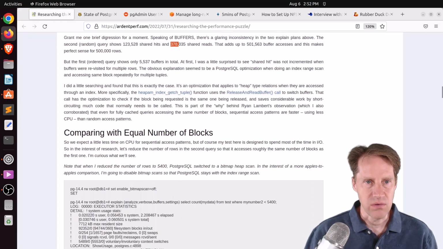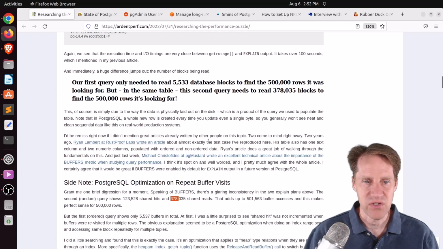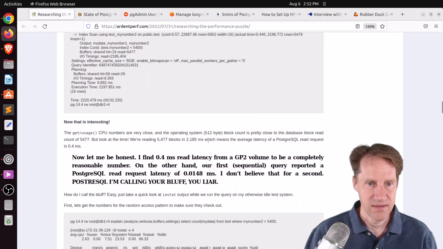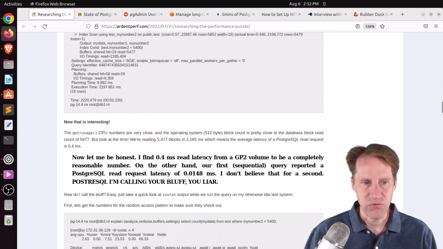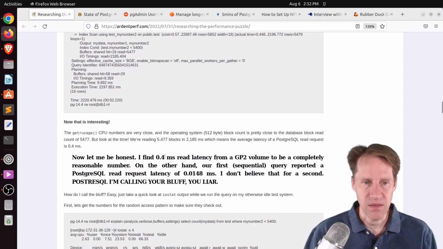Now, then he said, well, what if I make the number of blocks equal? So do a random access to the same number of blocks as a sequential access, and what does that look like? And what he found once he calculated a read latency is that the first column, the sequential one, had a read latency of 0.14 milliseconds, so super fast, whereas the latency from the second column was 0.4 milliseconds. So he actually considers that a reasonable number, and he believes that Postgres is lying with regard to this latency, because how is that possible?